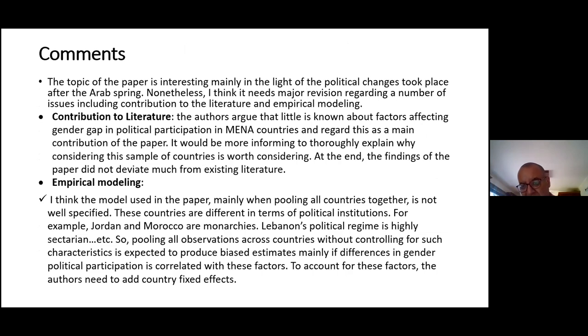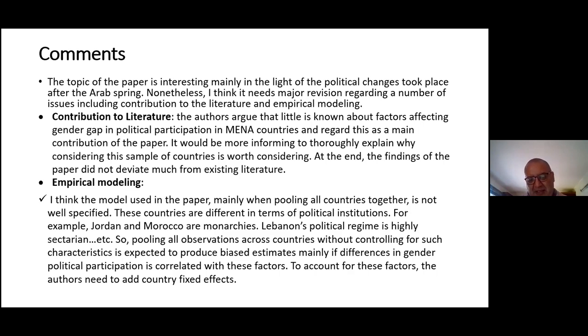So the authors relied on the little research that has been done in the MENA countries, and they regarded mostly that as a contribution of the paper. That's fine, but I guess you will need to explain what is special about these countries, if there are additional stories that we cannot extract out of the other countries. But at the end, the findings are similar and not deviating much from the existing literature.